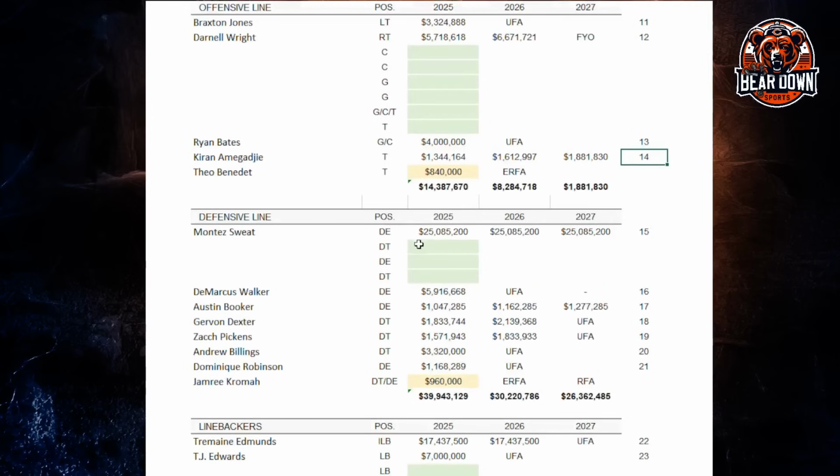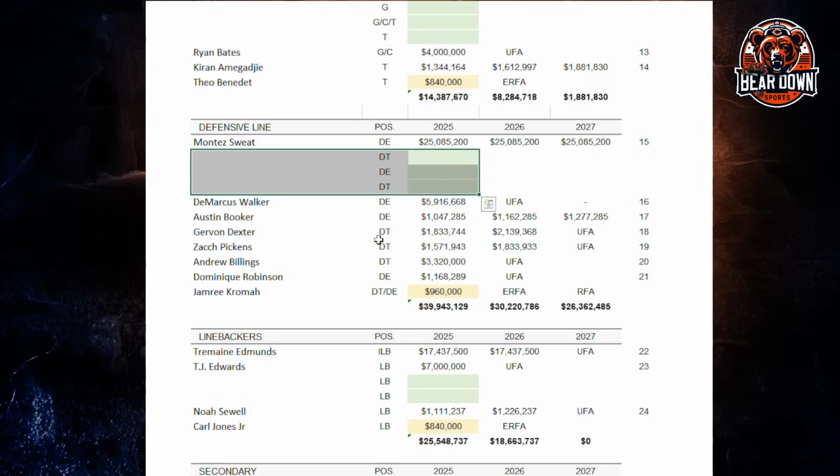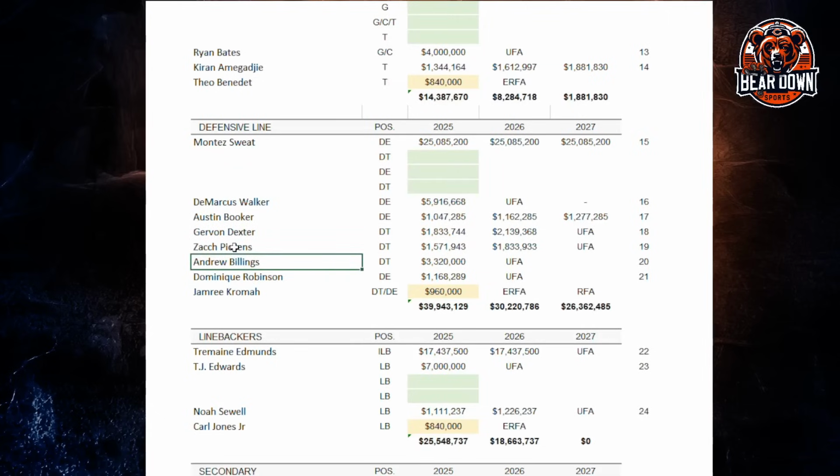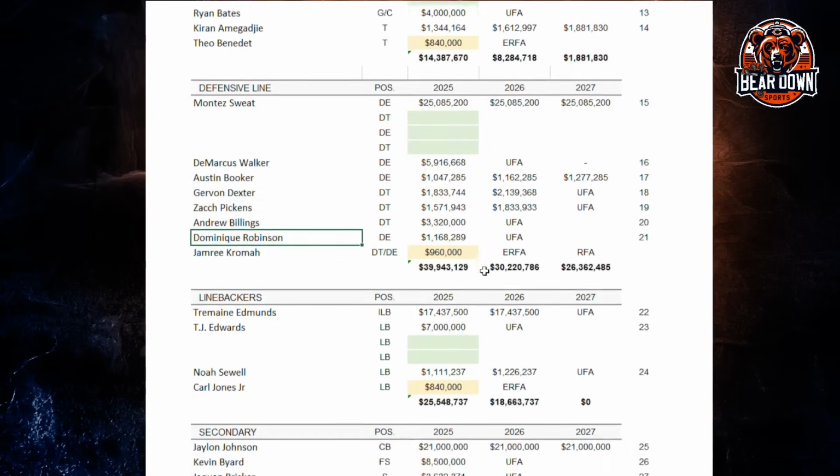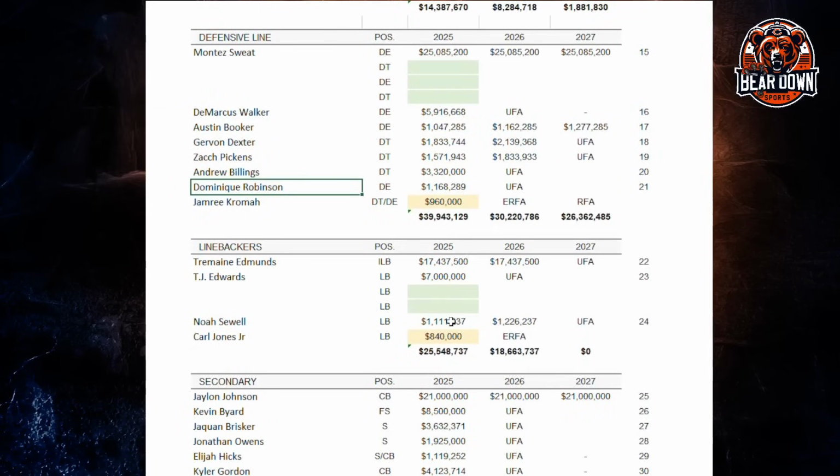Montez Sweat, 15. And then we've got a couple holes here we need to fill. Marcus Walker, Austin Booker. So some of these guys, and some of these guys could be cut as well. Dominique Robinson, Andrew Billings. No, he won't be cut. Zach Pickens, Dominique Robinson could both be cut. So we get down here, Noah Sewell could be cut.